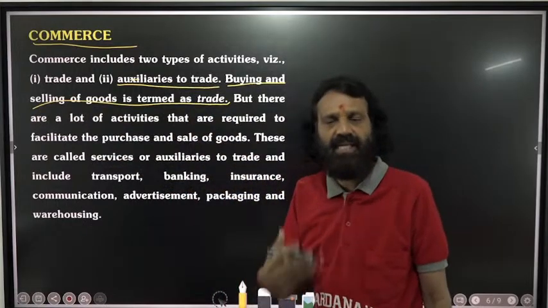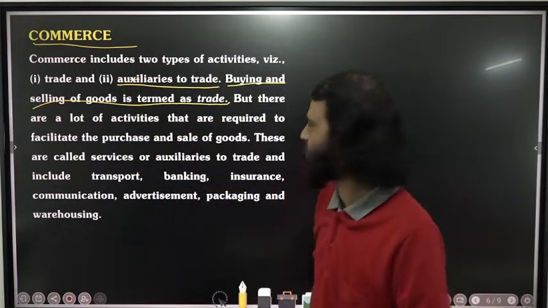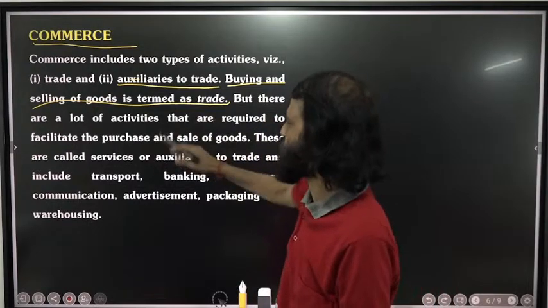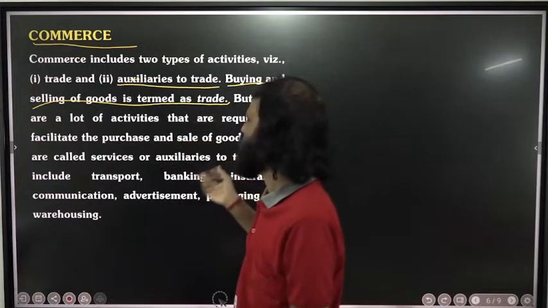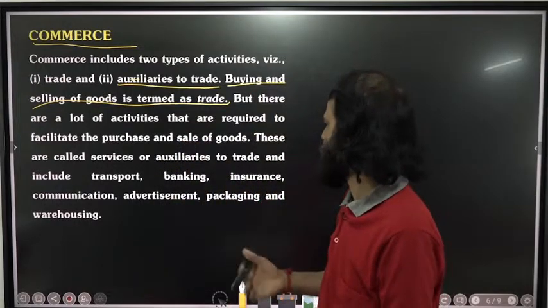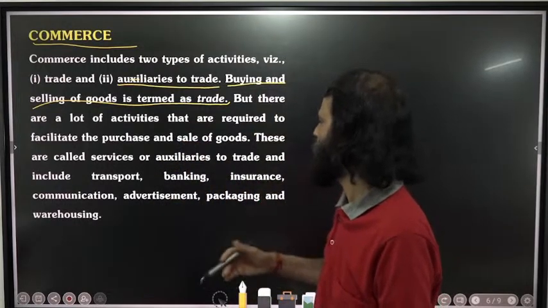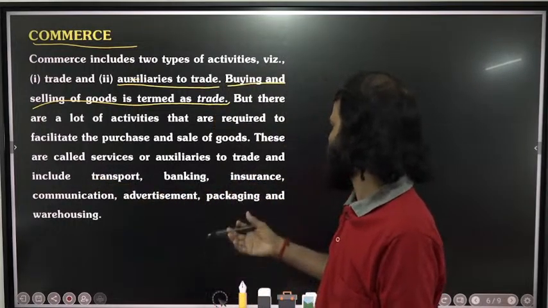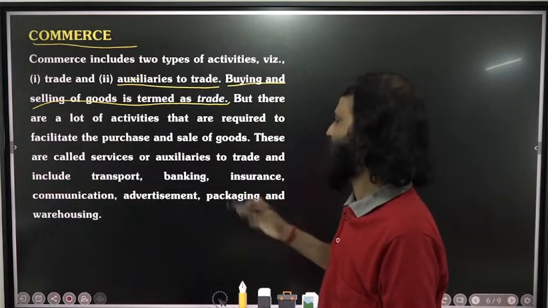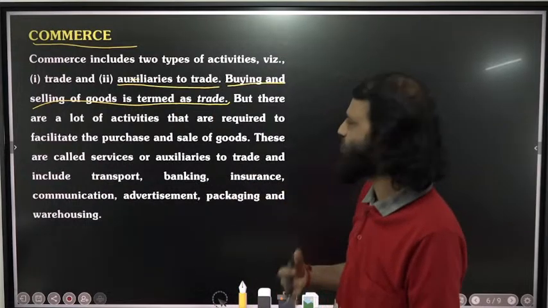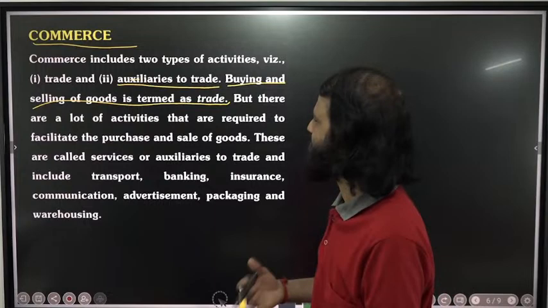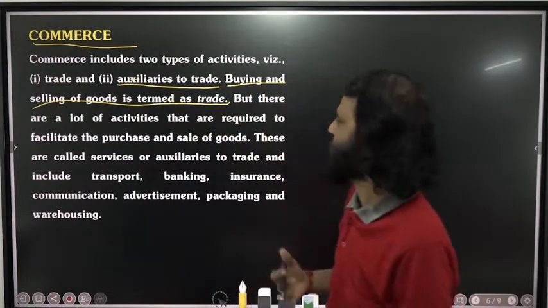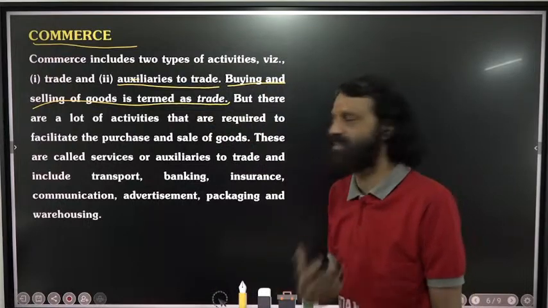Buying and selling is happening in the market. But there are a lot of activities that are required to facilitate the purchase and sale of goods. These are called services or auxiliaries to trade and include transport, banking, insurance, communication, advertisement, packaging and warehousing. So, what is trade? Buying and selling of goods is known as trade.